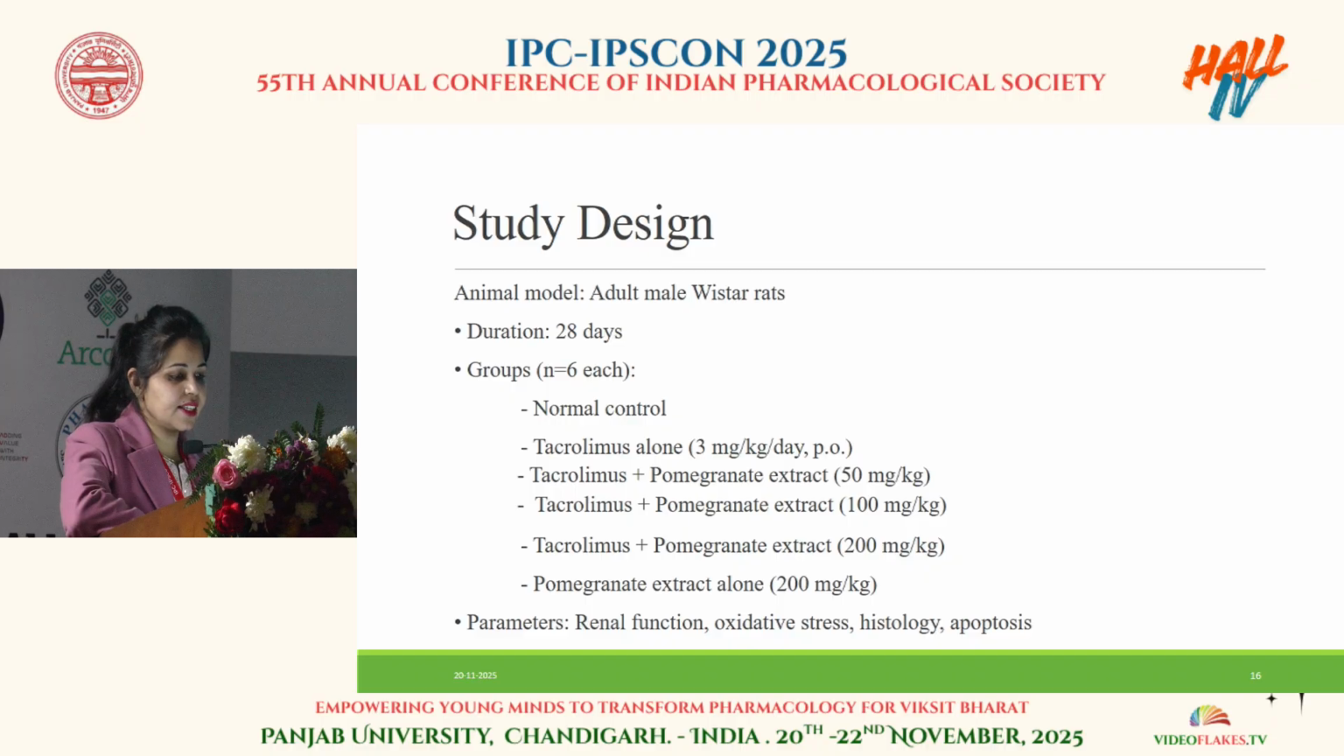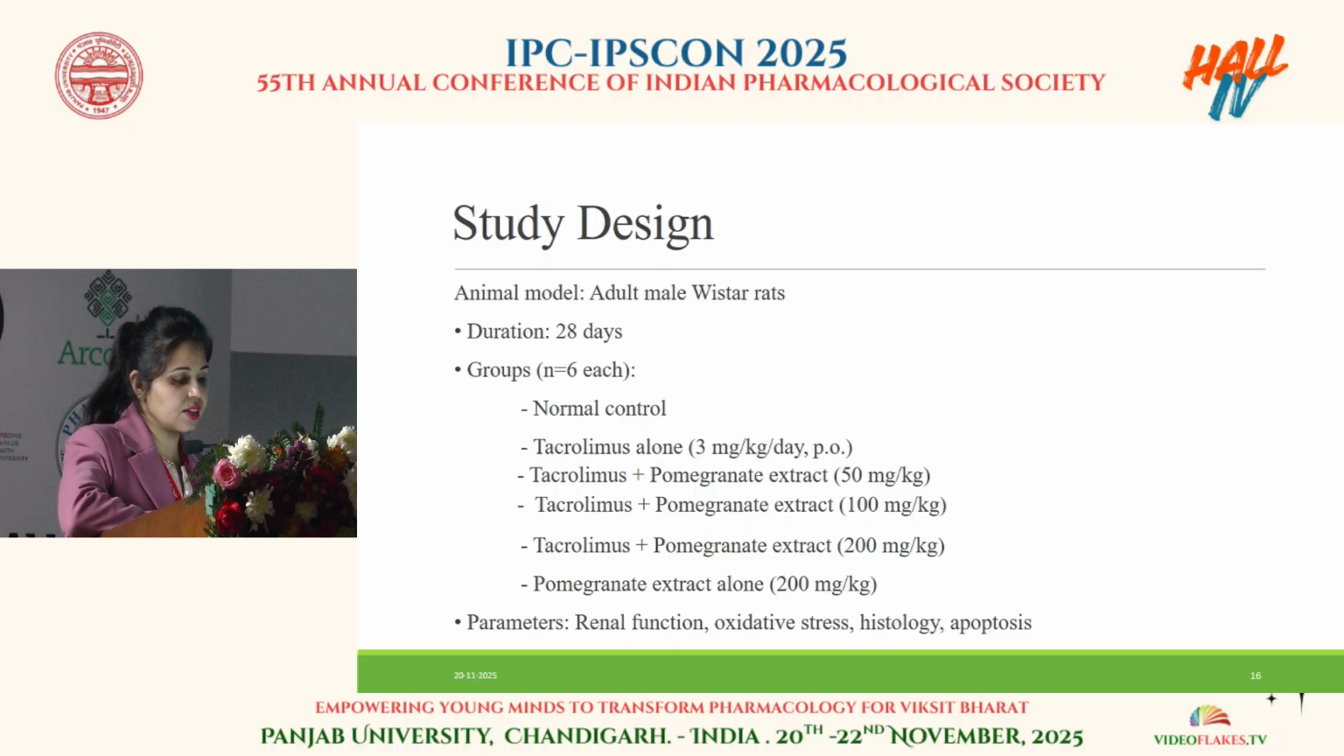So the study design: we have chosen male Wistar rats. The duration is 4 weeks, 28 days. Each group has n equals 6, and we have 4 groups. The first group is our normal control. Second, we use tacrolimus at a dose of 3 mg per kg by oral route.